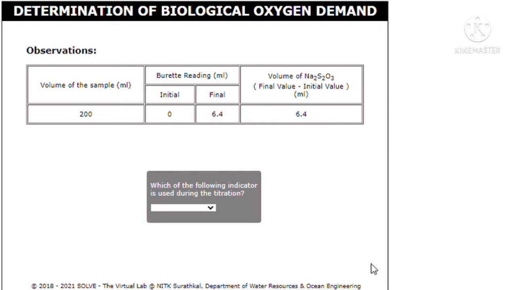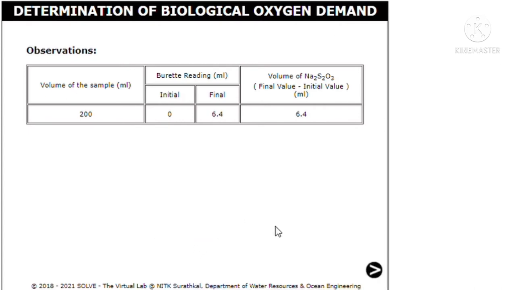Here is the reading. The initial reading is 0 and the final reading is 6.4. Based on the question, which of the following indicators is used during the titration? The answer is starch.